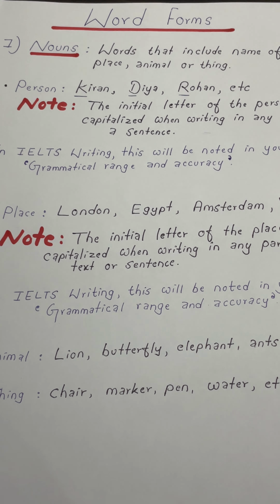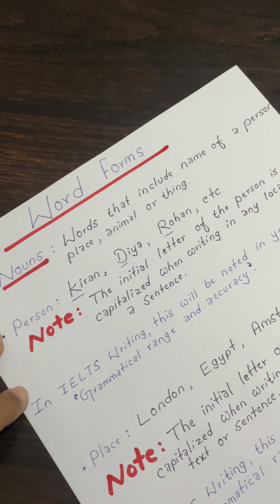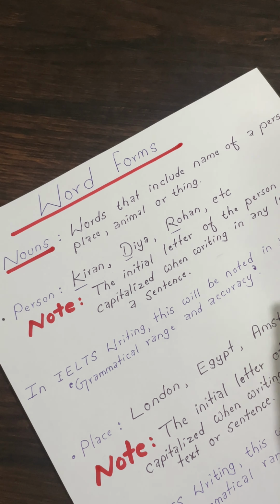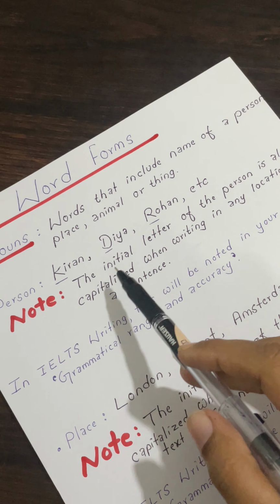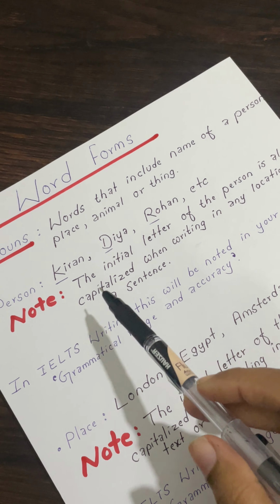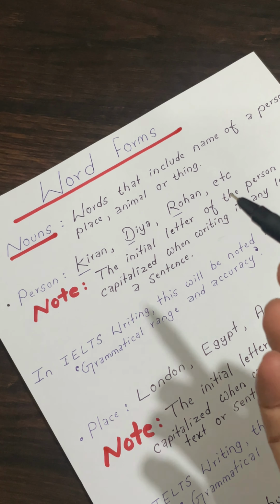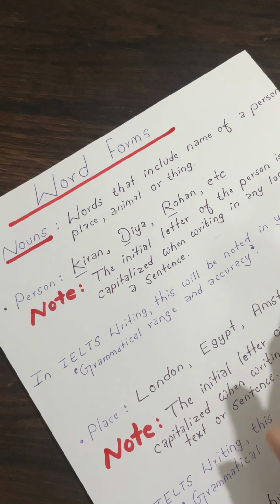Here I have written 4 types of word forms: nouns, verbs, adjectives and adverbs, and I'm going to teach you in detail. First in the category we have nouns. So what are nouns? Nouns are words that include the name of a person, place, animal or thing. For person it can be Kiran, Dia, Rohan and so on. The initial letter of the person's name is always capitalized when writing it in any location of a sentence. Here you have to write the K capital, D capital, R capital.